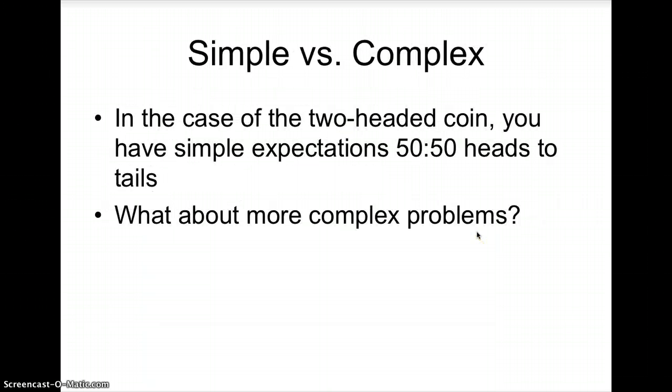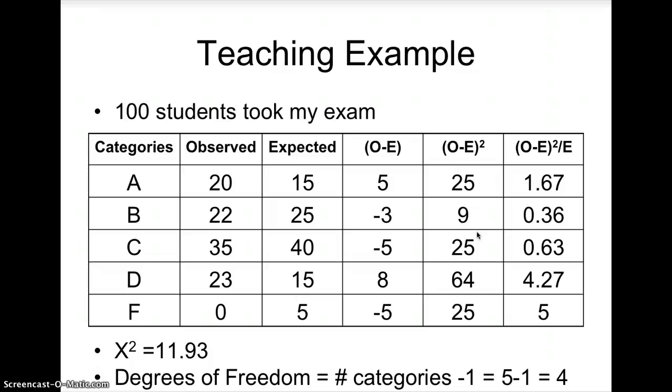So in the two-headed coin, it's pretty simple, right? You say, okay, our expectations are 50-50, but what about a more complex problem? Let's say that I gave an exam and 100 students took my exam. The different categories would be you could score an A, B, C, D, or F. This is the breakdown of grades by my students. 20 students got an A, 22 got a B, 35 got a C, 23 got a D, and nobody failed it. I expected these values based on previous test results. So let's see if my expectations met my observations for this exam.